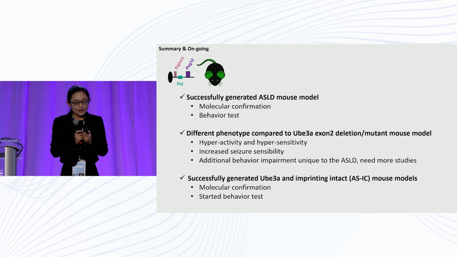In summary, we have successfully generated the 6 MAC-based large deletion Angelman syndrome mouse model confirmed by the molecular and behavior tests. The comparison between the new large deletion mice and the UBE3A point mutation mice indicated hyperactivity, hypersensitivity, and increased seizure susceptibility of Angelman syndrome for the first time. We also evaluated additional behavior impairments unique to the large deletion mice, which need more study. We also generated another 5 companion lines that can be used for further study.